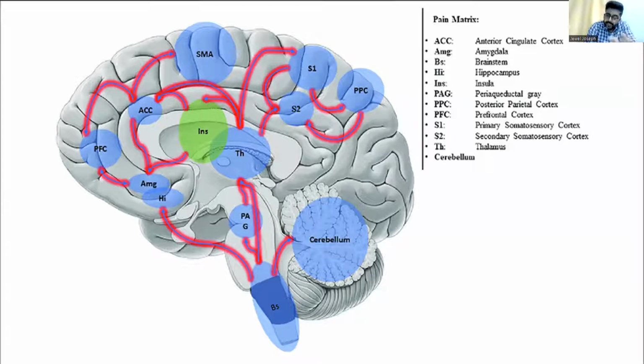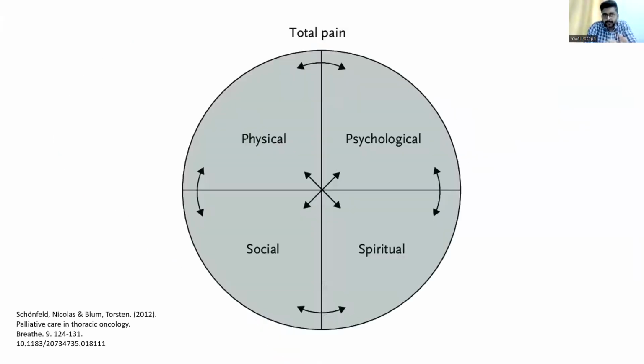Apart from these physiological aspects, there is another concept called total pain, which was put forward by Dame Cicely Saunders, who is considered the founder of palliative care. The concept of total pain deals with the various dimensions of pain. Pain is not just a physical sensation, it also has a psychological, spiritual, and social dimension. All these dimensions come together to form the total pain experience.